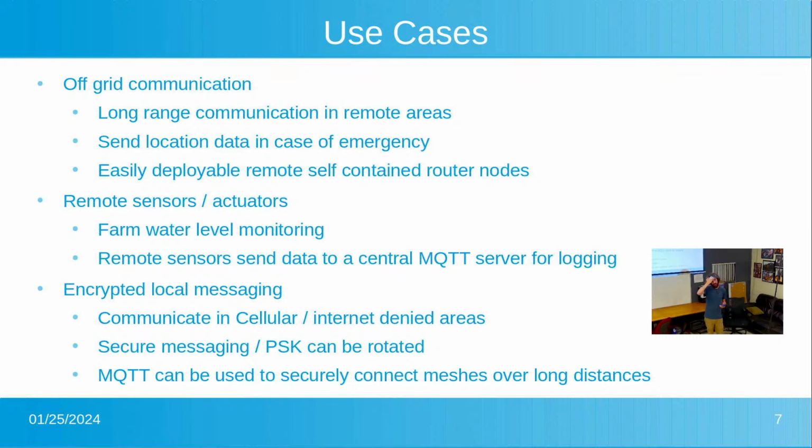Encrypted local messaging. If for some reason you want to keep your messaging private and off the internet, off cell networks, this is a great way. If you're in a GPS or cellular satellite denied area, this works great. So it does encryption. I forget exactly the encryption. It's AES something something. It does require a PSK, a pre-shared key, so you have to agree beforehand, and then you can add that channel.